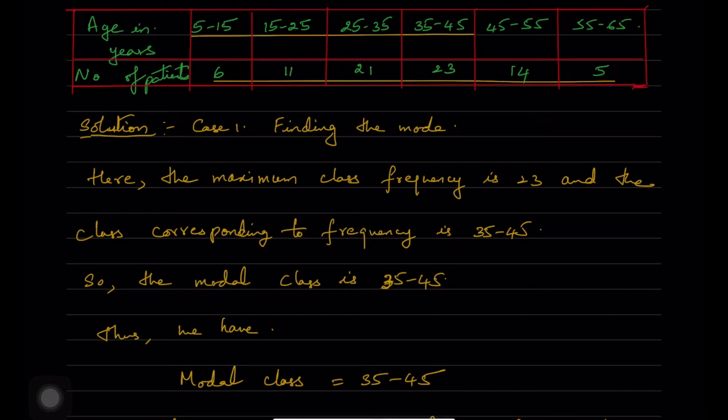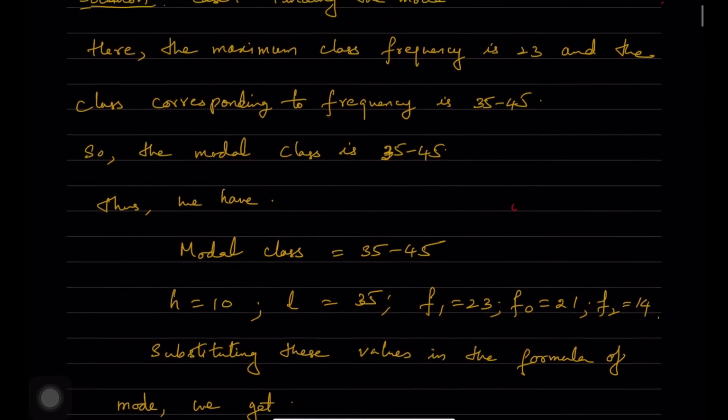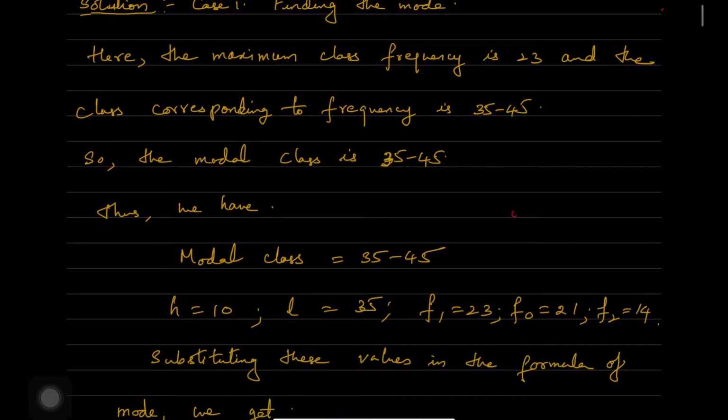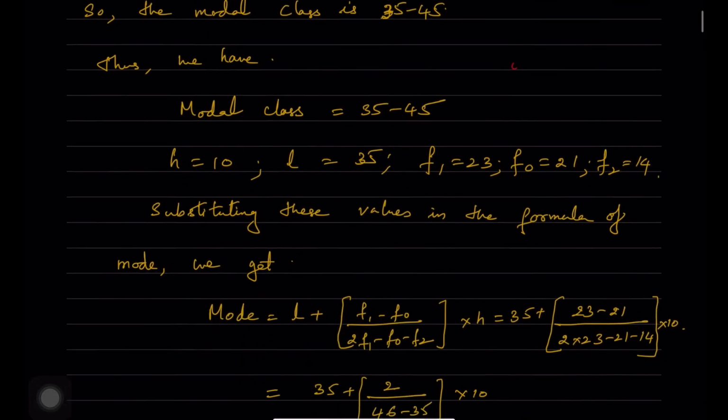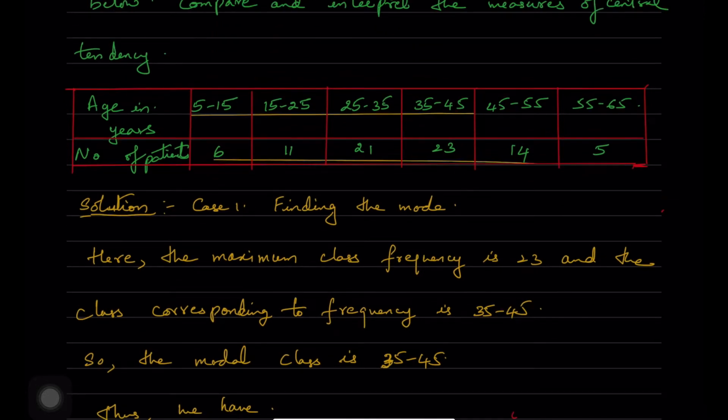So we find the mode by taking the maximum class frequency, which is 23, and the modal class is 35 to 45. We have a formula for finding the mode. Here the class size: the intervals are 5 to 15, 15 minus 5, 25 minus 15. All this is nothing but the size of the class, that is h is equal to 10.